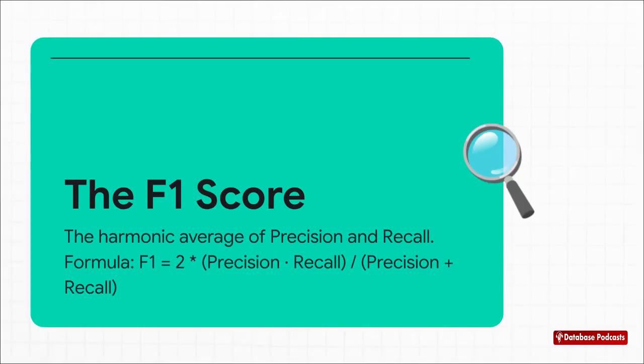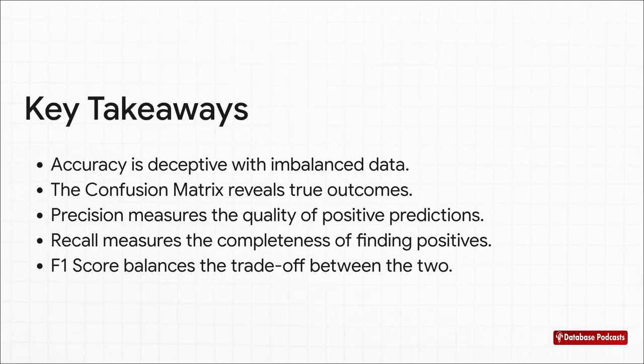The F1 score uses something called a harmonic mean. Now, don't let the name scare you. The important thing to know is that unlike a simple average, a harmonic mean gets punished hard by low scores. And that's its superpower. It means a model can't cheat by having perfect precision but terrible recall. To get a high F1 score, a model has to do well on both metrics. There's no hiding.